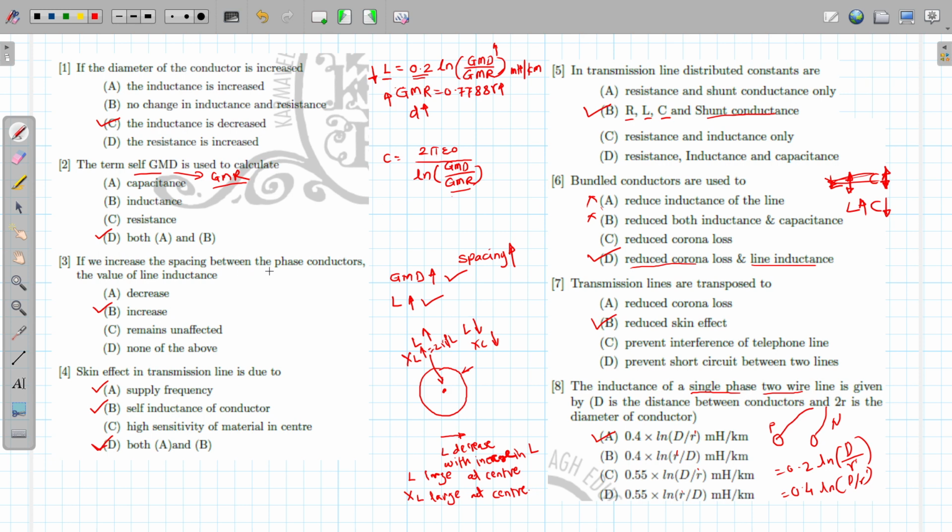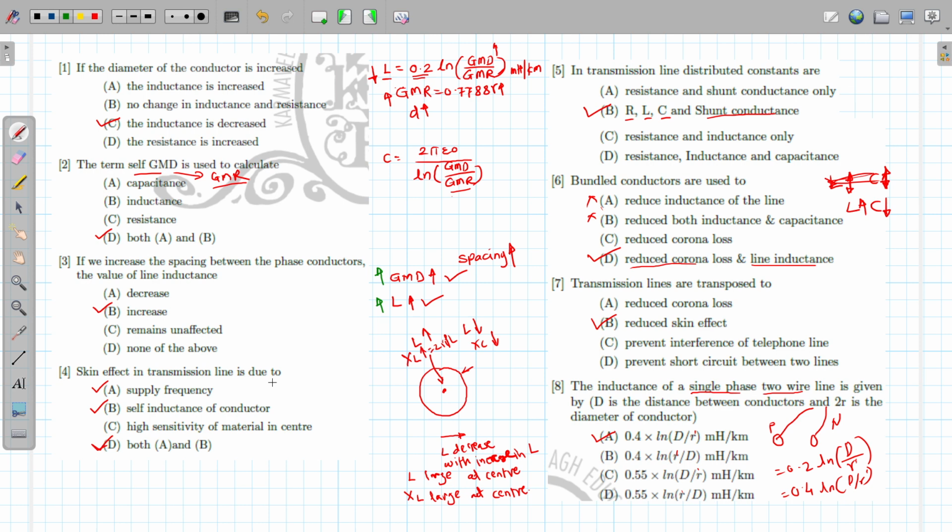If we increase the spacing between the conductors, what will happen with the line inductance? If you increase the spacing, it will increase your GMD. GMD increases, so inductance also increases due to this formula. So your inductance value increases.